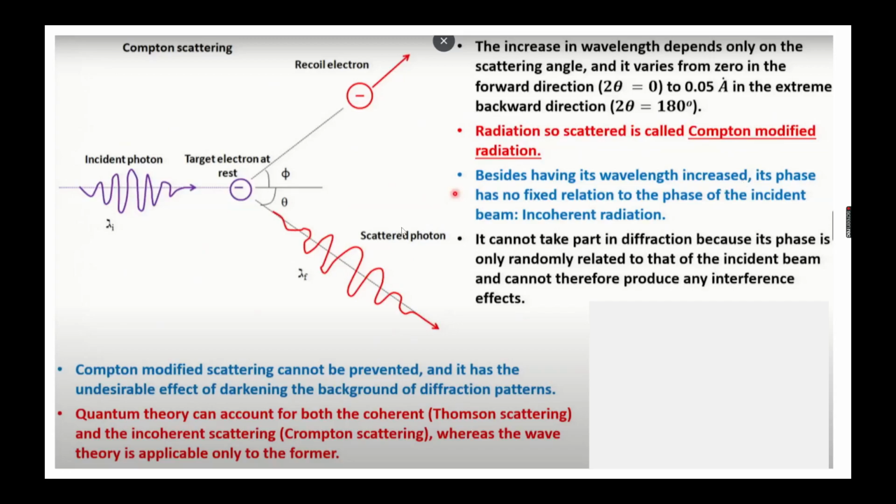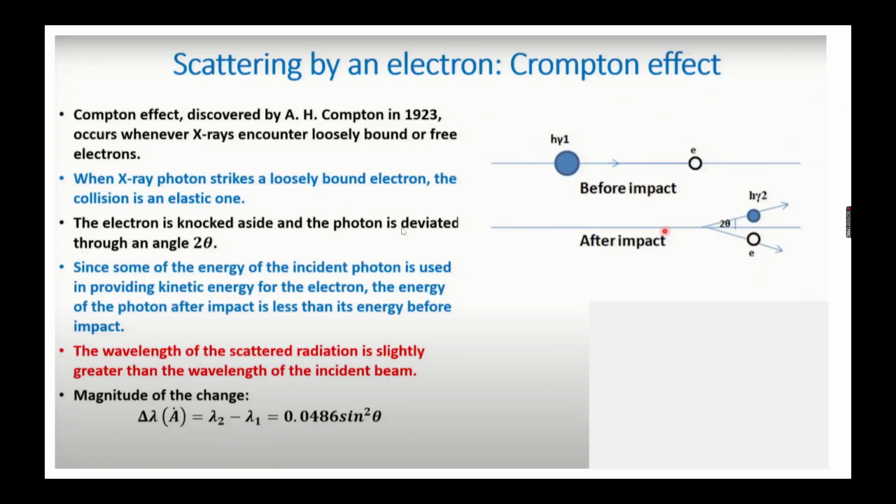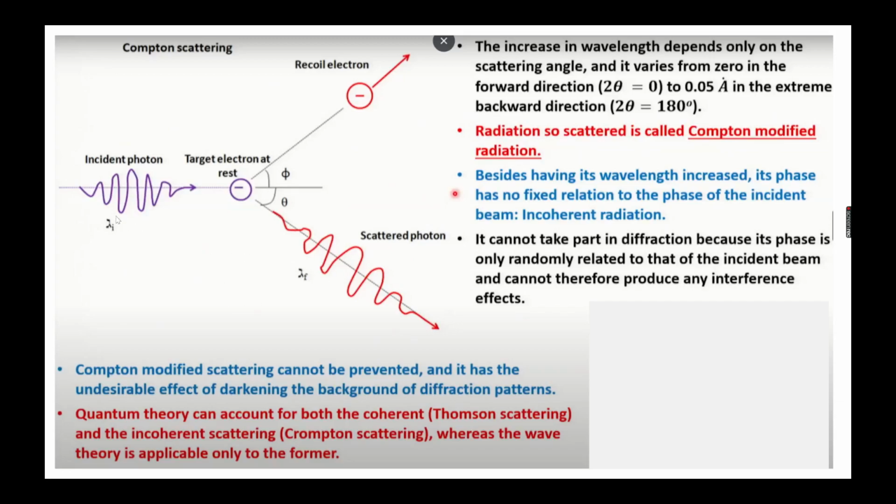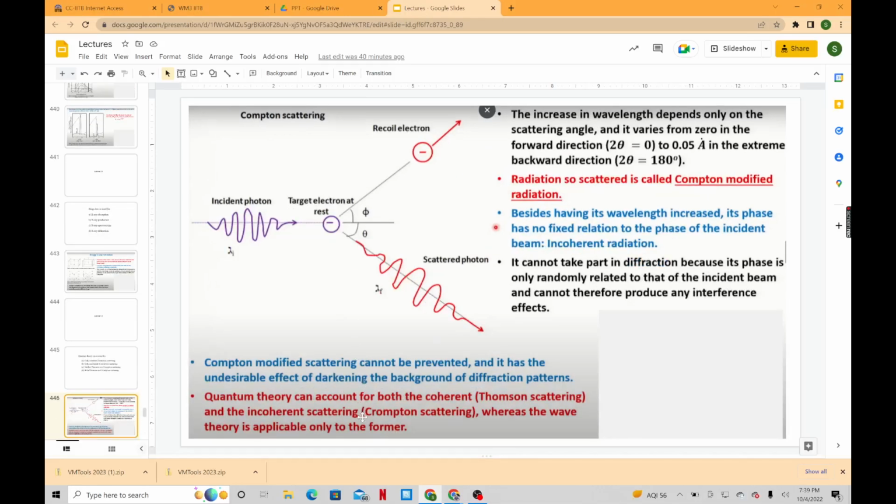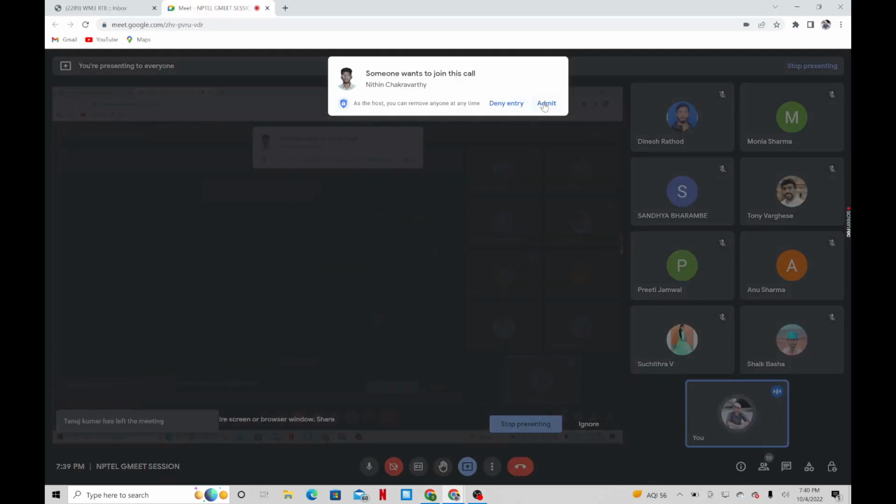So yeah, I hope this Compton thing was clear to you, and this diagram is also saying about this. When the incident photon comes in Compton scattering, it will hit your electron and your electron will be knocked aside, and your photon, which is your X-ray photon, will also deviate by some angle. Okay, so this is your Compton effect.